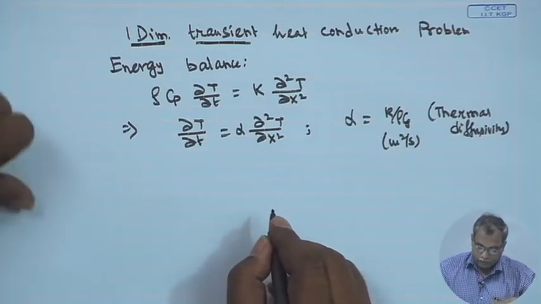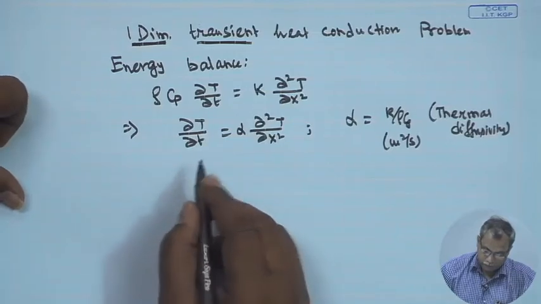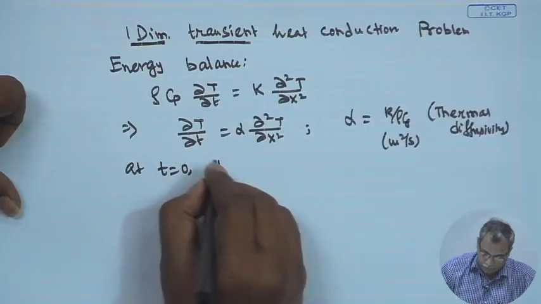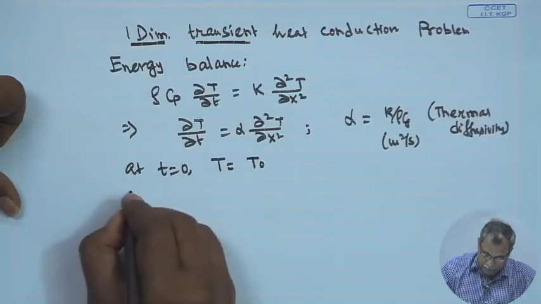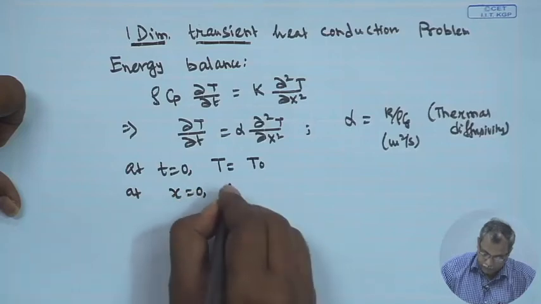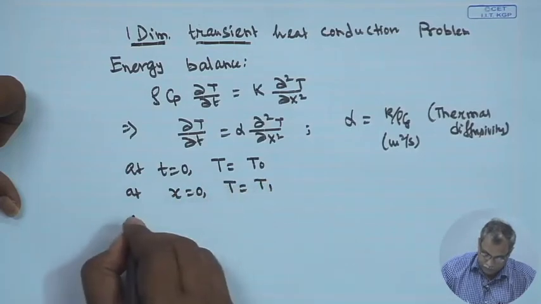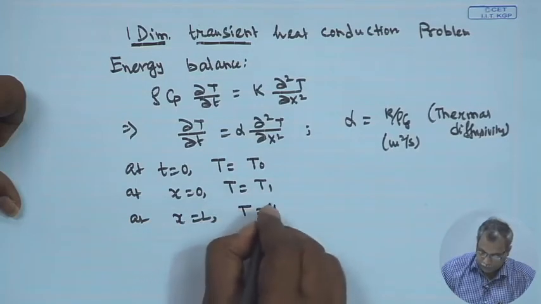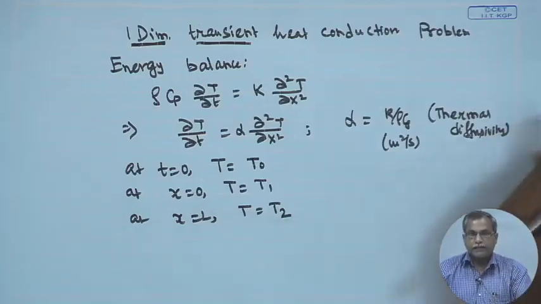Now, let us look into the boundary conditions. At t is equal to 0, we have capital T is equal to T naught. At x is equal to 0, we are maintaining a temperature of T1, and at x equal to L, we are maintaining a temperature of T2. Okay. Therefore, this is a complete problem with Dirichlet boundary conditions.